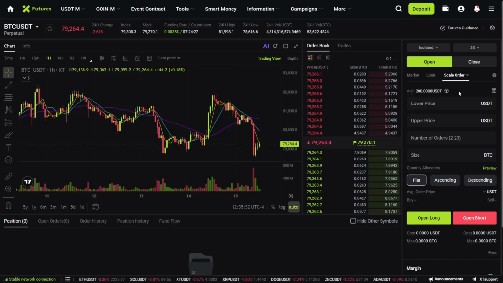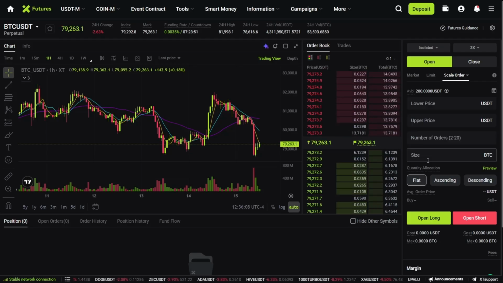A scale order lets you split one larger order into multiple smaller orders across a price range. For example, instead of buying Bitcoin all at one price, you can set a lower price and an upper price, choose the number of orders, the size of your order, and then XT will spread those orders across the range.